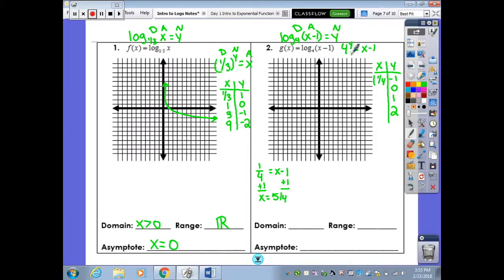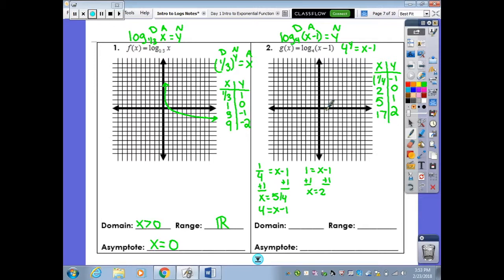We put 0 in for y, we get 1, so 1 is equal to x minus 1. We add 1 to both sides, and x is equal to 2. Now we put 1 in for our y, and we get 4. 4 is equal to x minus 1, which when we add 1 to both sides, we get 5. When we put 2 in for y, we get 16 plus 1 will be 17.